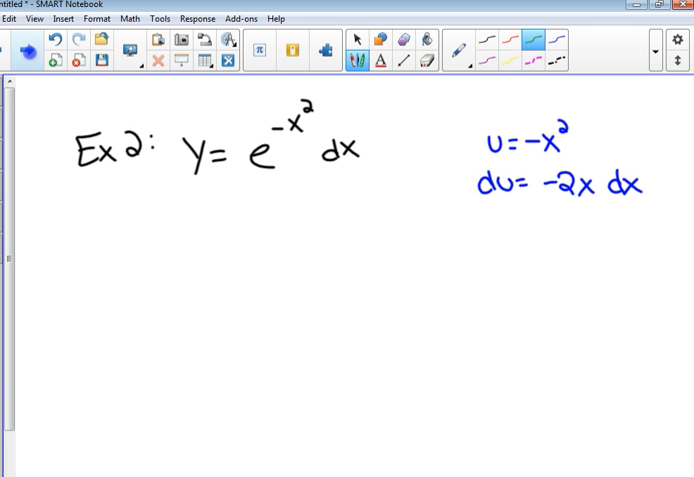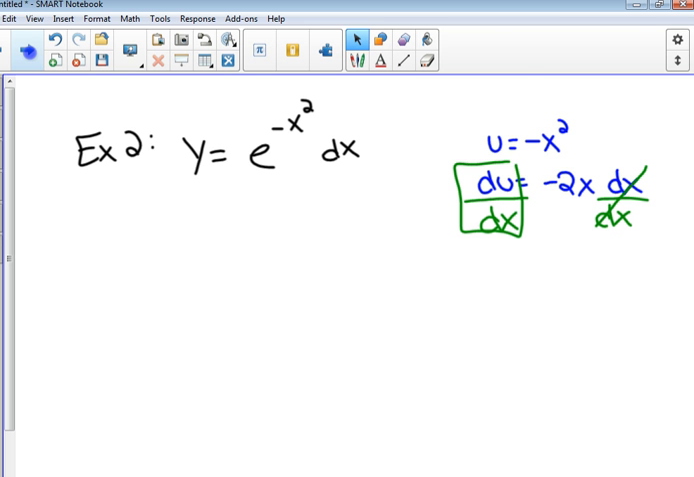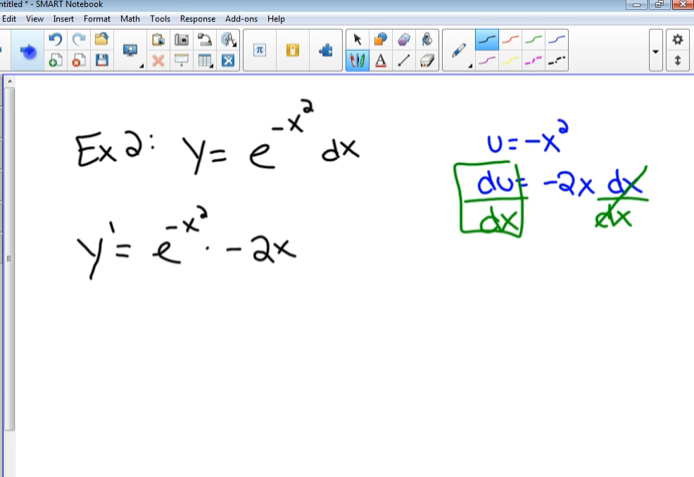Alright, now we have to get du over dx. So divide by dx, just like last time. And so now we have what you need. You have that du over dx. And when you put it all together, we're going to have e to the u, which is e to the negative x squared, times du dx, which is negative 2x. And then we just have to put it all together: negative 2x times e to the negative x squared.